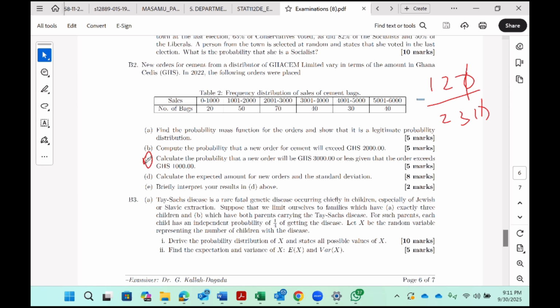Okay. D. Calculate the expected amount for new orders and the standard deviation. So for the expected amount for new orders, what we need to do is calculate the midpoint. You take the midpoint times the corresponding probability: 500 times this probability here, the midpoint times this probability, the mid value times this. When you finish, you add all of them. That will give you the expected value.